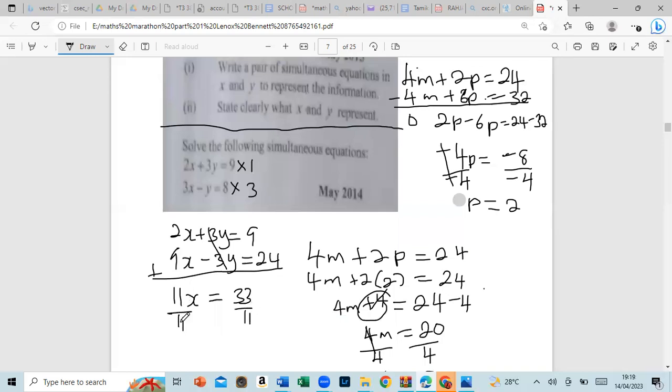Guys, we have to master simultaneous equations, all right? I do believe it's coming back. Been a while, then bring it.